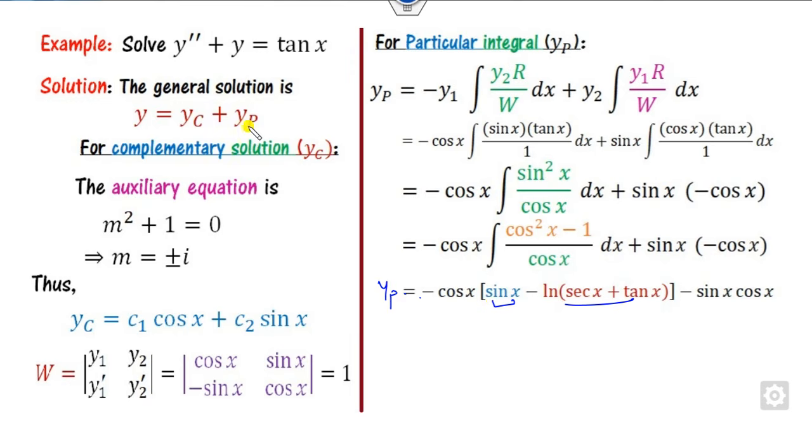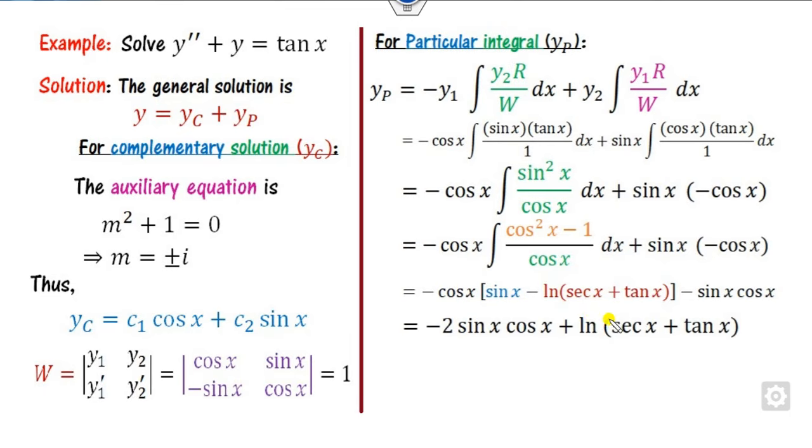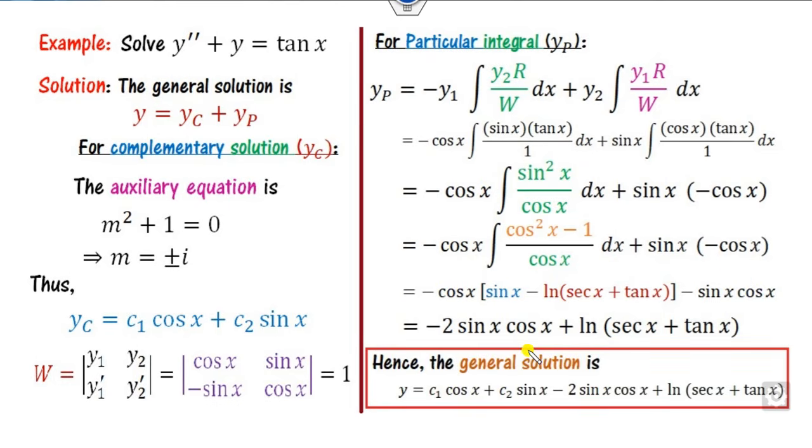You can substitute this yp here, and you will get the solution like this. Or otherwise you can simplify more. This is cos x sin x, and this is cos x sin x, so it will be 2 sin x cos x. Or you can also write this as sine of 2x. So the general solution is here.